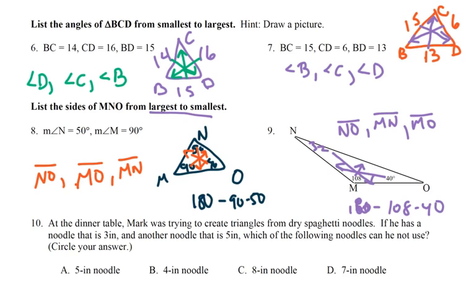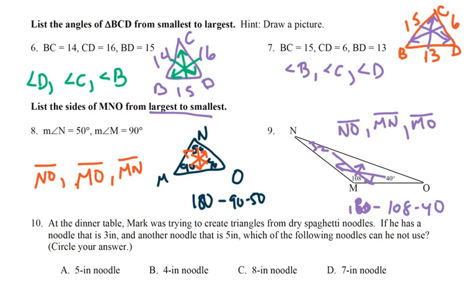At the dinner table, Mark is trying to create a triangle from dry spaghetti noodles. If he has a noodle that is 3 inches and another that is 5, which of the following noodles can he not use? Alright, so remember that if I'm trying to form a triangle, I want the two smaller sides, when added together, to be greater than the third.